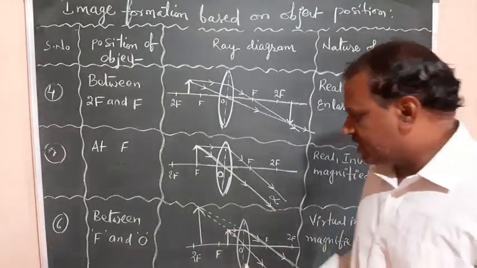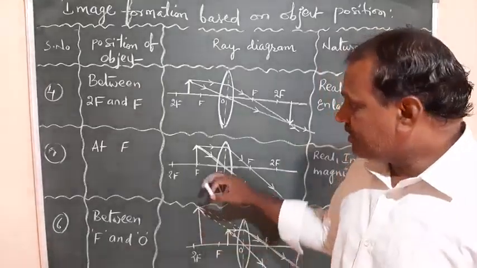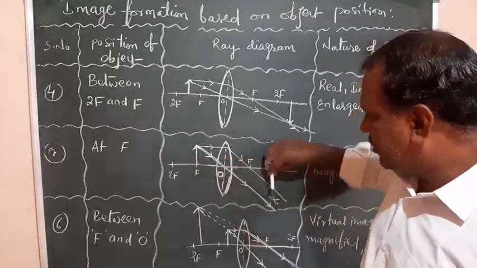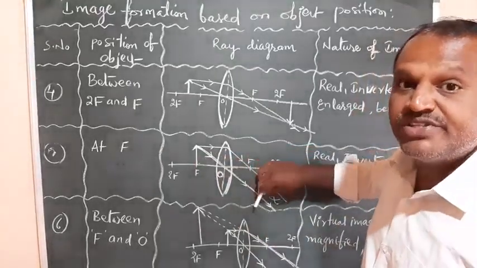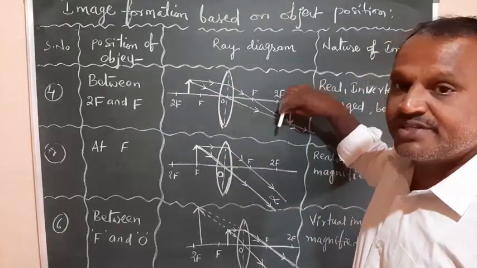Erect means, you see here, this arrow mark is upward. Here also the arrow mark is upward. But in the previous case, the arrow mark is upward here, and here you can see the arrow mark is downward, meaning an inverted image. See here, upward; here it is downward. So that is an inverted image.